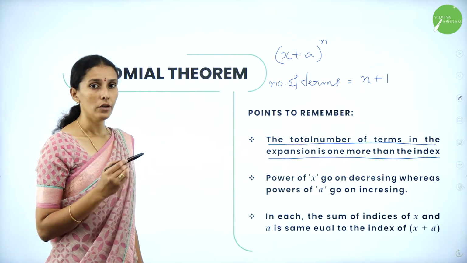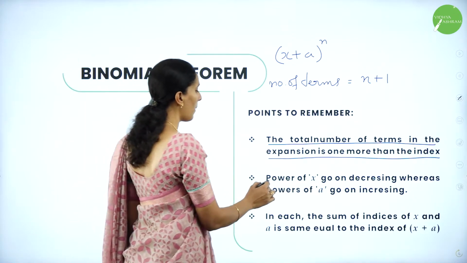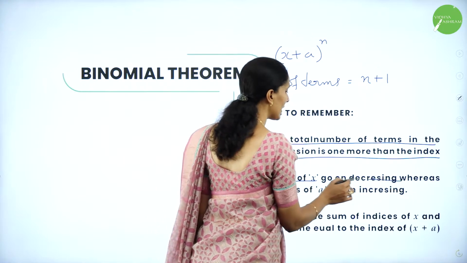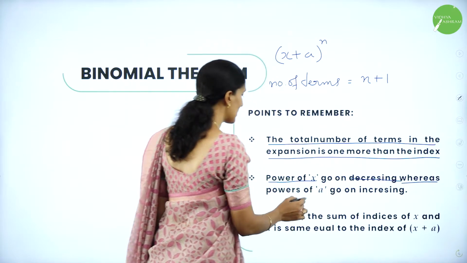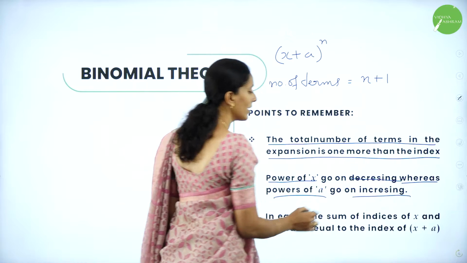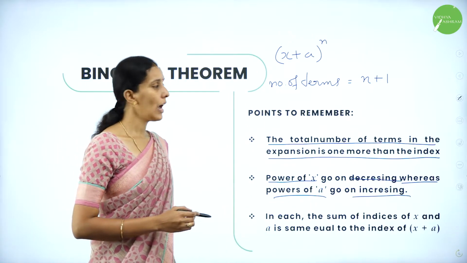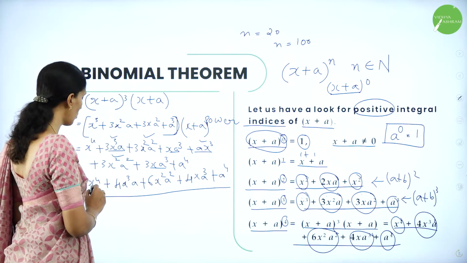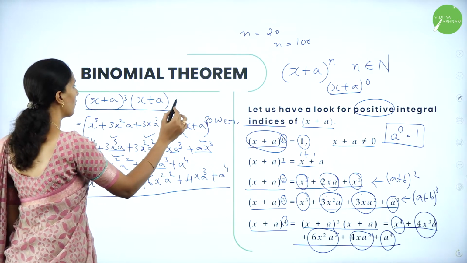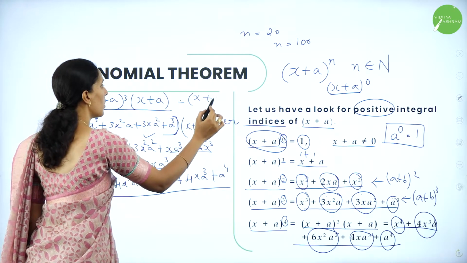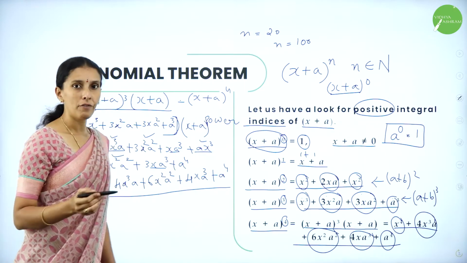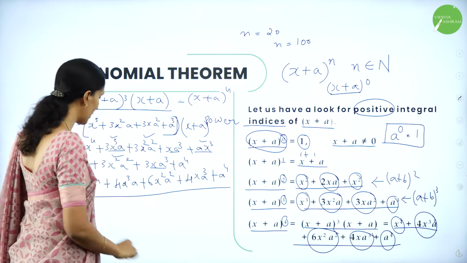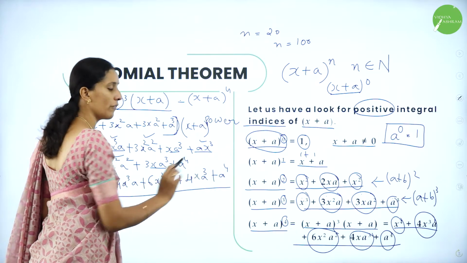So what about the second statement? The power of x goes on decreasing, whereas the power of a goes on increasing. So we will see how it works. You can see the expansion of x plus a whole power 4. So power 4 means you will be having 5 terms: 1, 2, 3, 4, 5 terms.